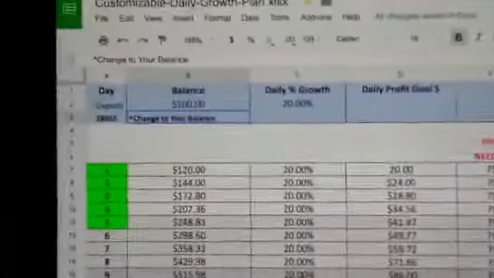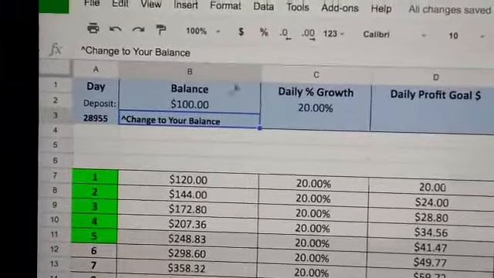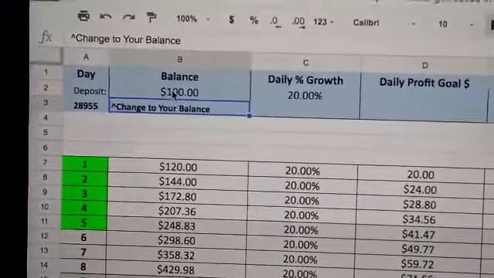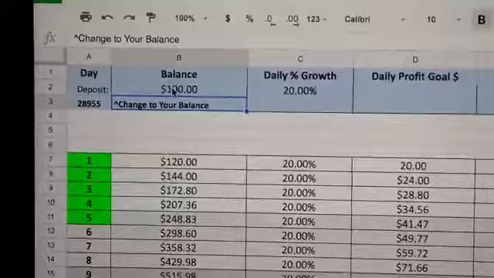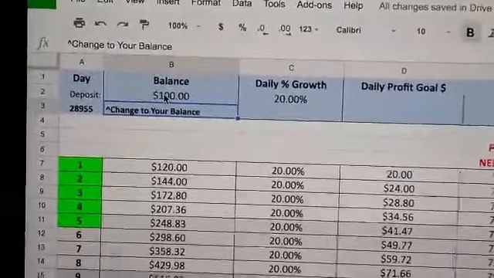So when I start off in the morning, as you already know how to use this file, I believe, you would come in and put in your daily balance, whether that is a lot of money or a little bit of money, it really doesn't matter. The file takes care of the rest.